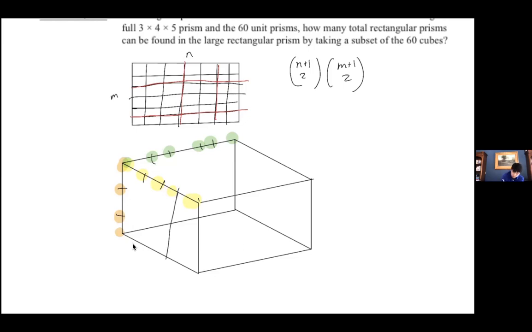Like let's say we choose this, this, this, this, this, and this. It's not a great diagram. Then it determines a rectangular prism inside of here. So you choose a pair of these notches on the sides, and that uniquely determines a rectangular prism. And so there's a total of 4 choose 2 times 5 choose 2 times 6 choose 2 different ways to do this, which is 6 times 10 times 15, which equals 900.